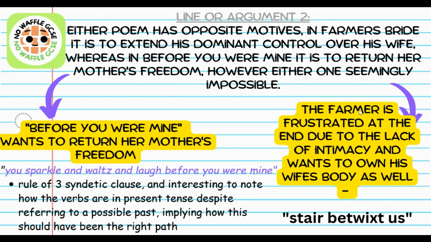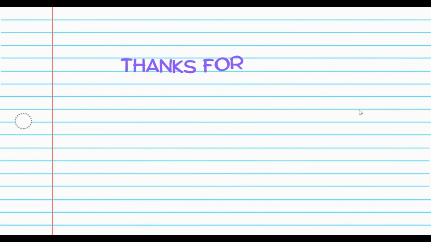Now, in The Farmer's Bride, the farmer is frustrated at the end due to the lack of intimacy in the relationship, and he wants to own his wife's body as well, and he complains about the stare being betwixt them. So hopefully you can see here that both poems have opposite motives. The farmer wants to completely overwhelm his wife with control, whereas the daughter wants to get rid of her control of her mother, but both seem impossible.